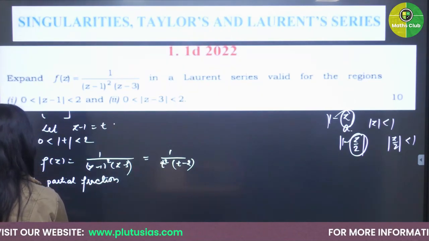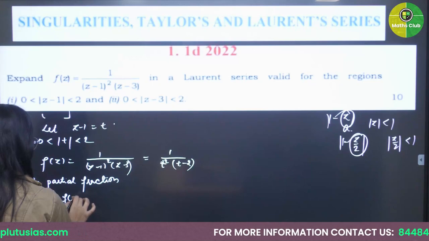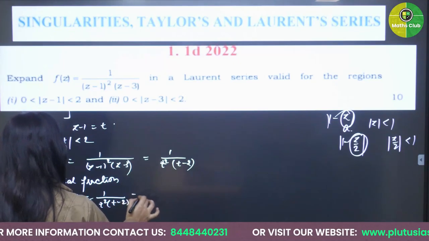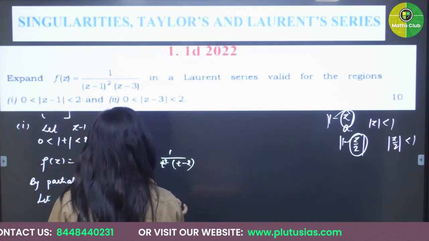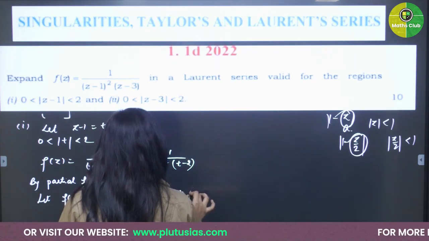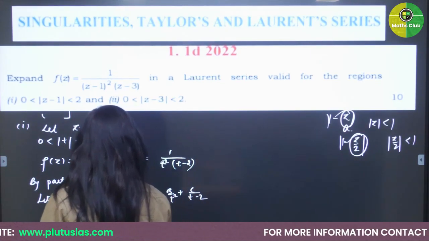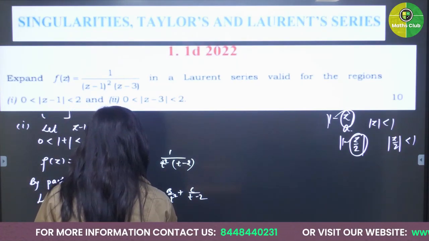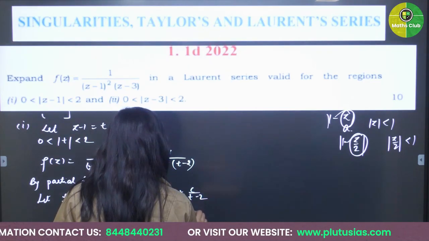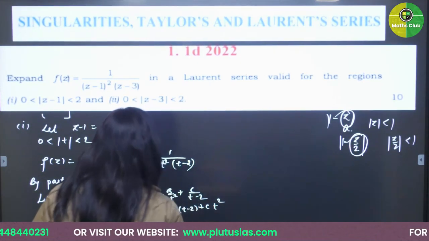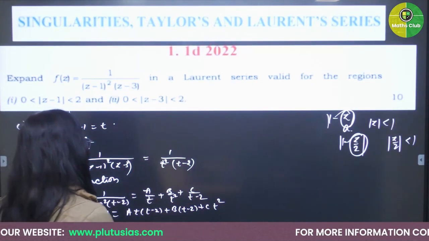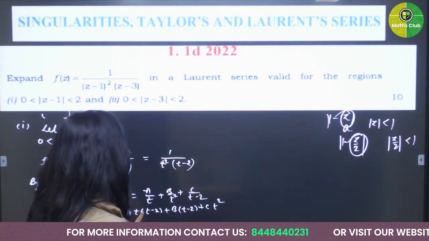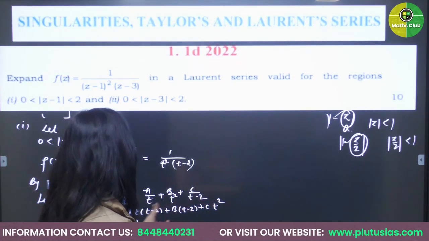Let f(z) equal 1 by t square times (t minus 2), which can be written as a by t plus b by t square plus c by t minus 2. This gives a into (t minus 2) plus b into (t minus 2) plus c into t square. If I put t equal to 0, the other terms become 0, and hence b is equal to minus 1 by 2. Similarly, if I put t equal to 2, those two become 0 and c would be 1 by 4.